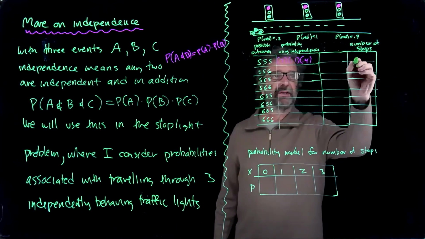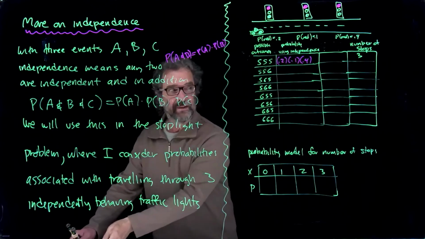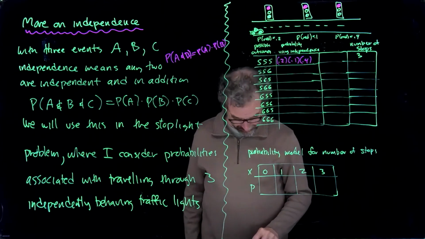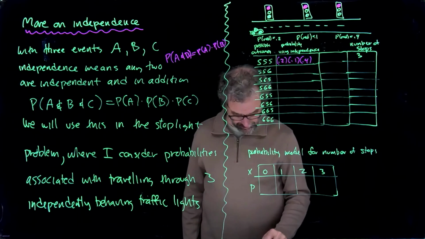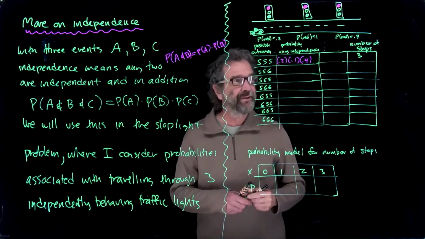The number of stops is 3 here, and this number here has decimals in it. It's got an 8 in it, but is it 0.008? I think it is. 0.1 times 0.2 times 0.4, like that. 0.008.